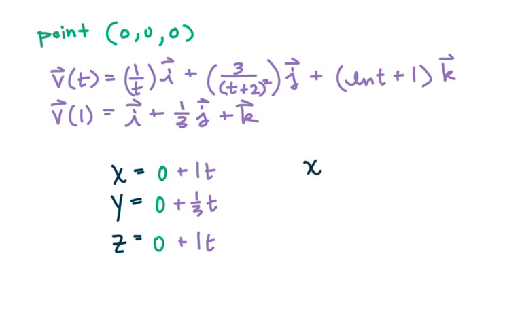So we can simplify this. We've got x equals t, y equals 1/3 t, and z equals t. So these are the three parametric equations which represent the tangent line at that point, 0, 0, 0, which occurs at t equals 1. Let's look at one more example.